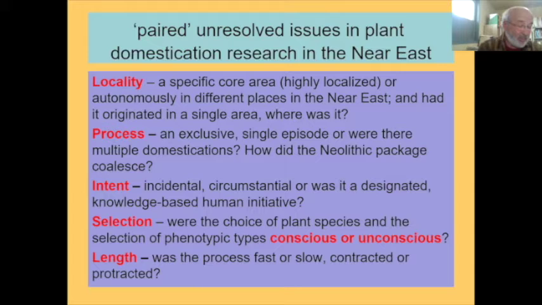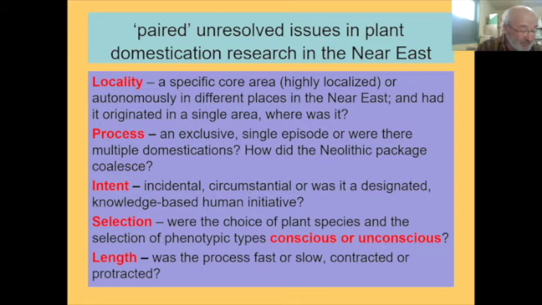Process. Did domestication occur in an exclusive single episode for each species and for the package as a whole, which is a singular timing, if you want to call it that way, or were there multiple domestications per species and thus by definition for the package as a whole? If so, it raises the question, how did the Neolithic package coalesce? Intent. Was the process incidental or circumstantial, a result of evolutionary mutualism? Or was it a designated knowledge-based human initiative? Selection.